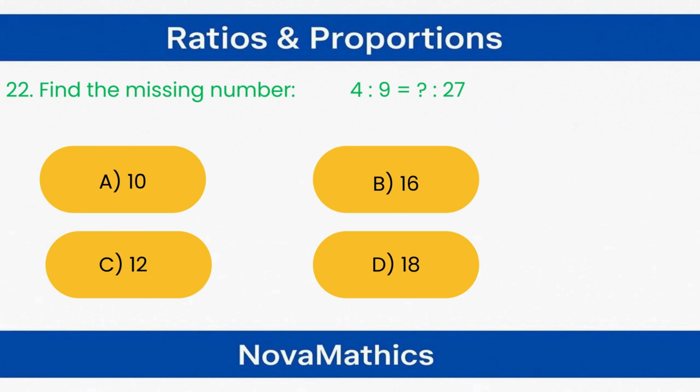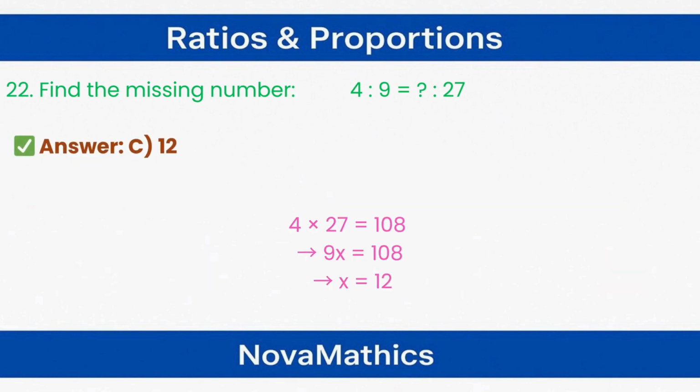22. Find the missing number. 4 to 9 equals what to 27? Correct answer is 12. 4 times 27 is 108. Divide by 9. X is 12.